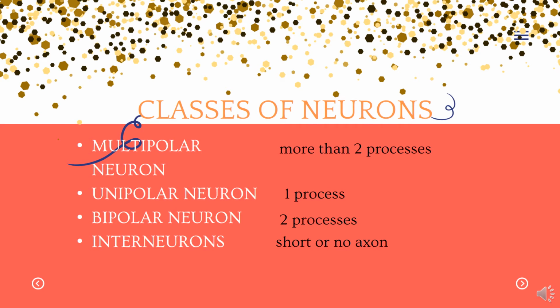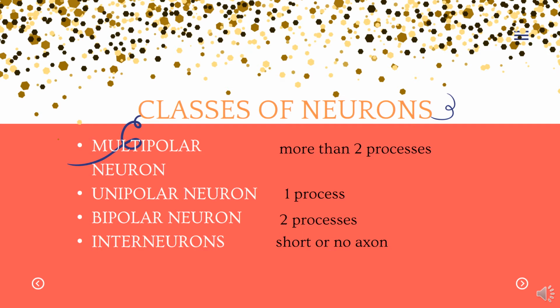Classes of neuron. Multipolar neuron. A multipolar neuron is a type of neuron that possesses a single axon and many dendrites, allowing for the integration of a great deal of information from other neurons. These processes are projections from the neuron cell body.